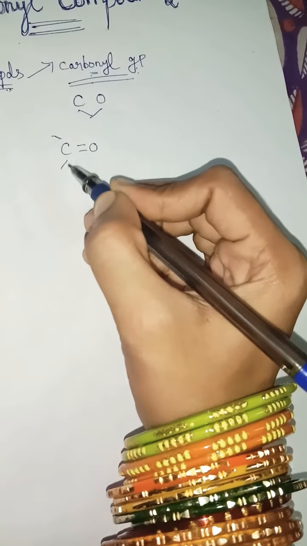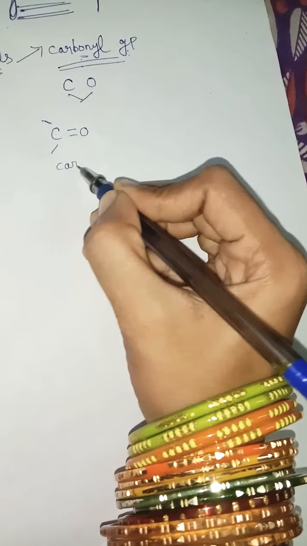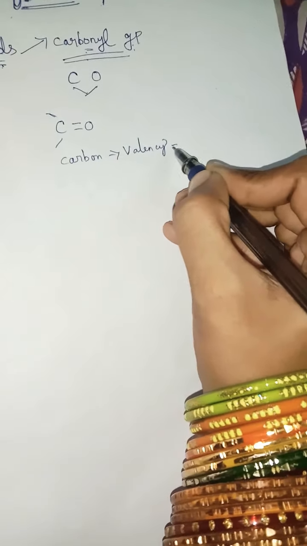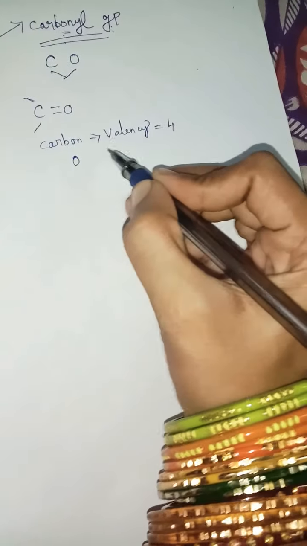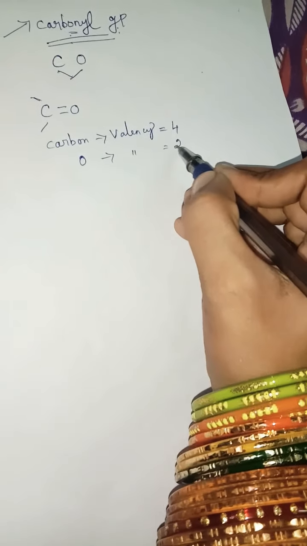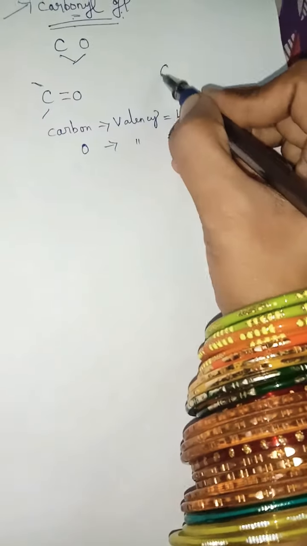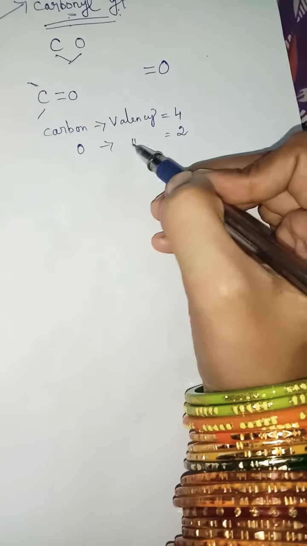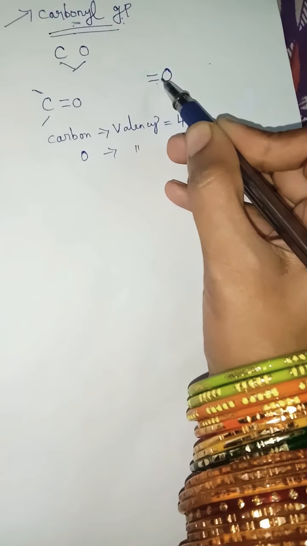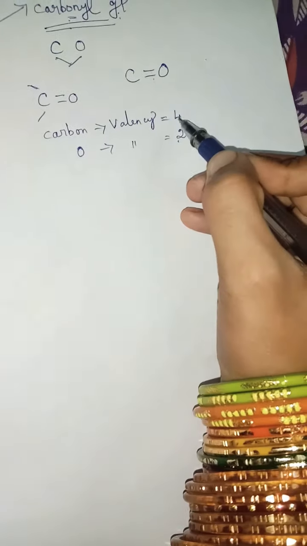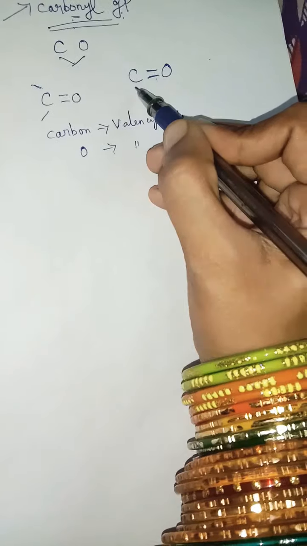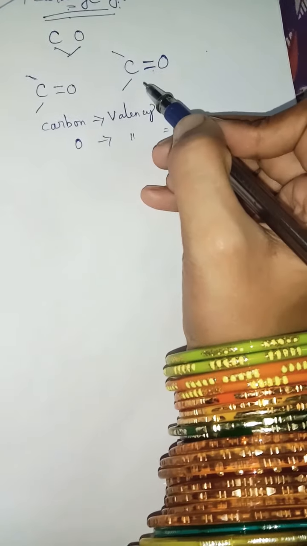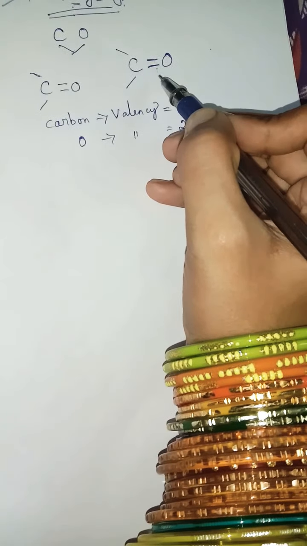Why are we putting 4 bonds here? Carbon valency is 4. Like that, oxygen valency is 2. So for oxygen we have to put 2 bonds because oxygen valency is 2, and carbon valency is 4, so here 1, 2, 3, 4. So this is the formula for carbonyl compounds.